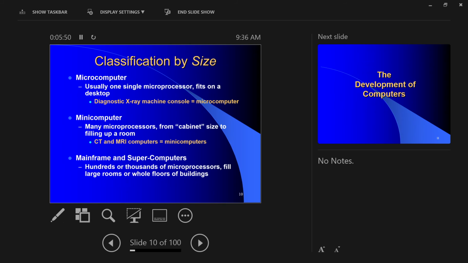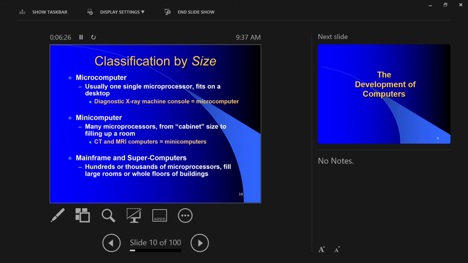A couple ways to classify computers briefly. So classification by size. A microcomputer has a single microprocessor and fits on a desktop, such as your diagnostic X-ray machine console. That's a microcomputer. Minicomputers are going to be found in more complicated equipment like CT and MRI scanners. They need to process much more data.